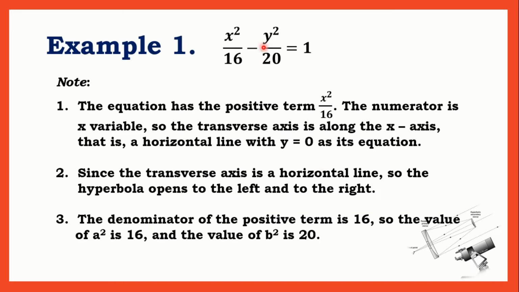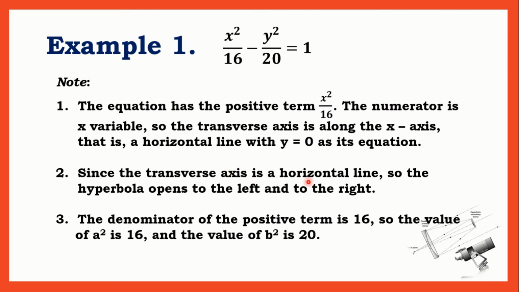Let's have some examples. Example number 1. x squared over 16 minus y squared over 20 is equal to 1. The equation has the positive term x squared over 16. The numerator has the x variable, so the transverse axis is along the x-axis. That is a horizontal line with y equals 0 as its equation.